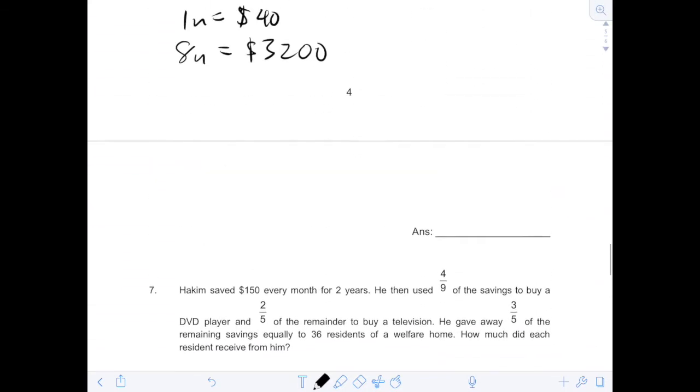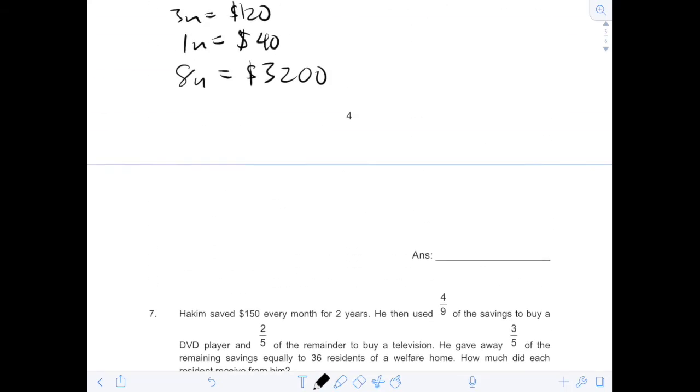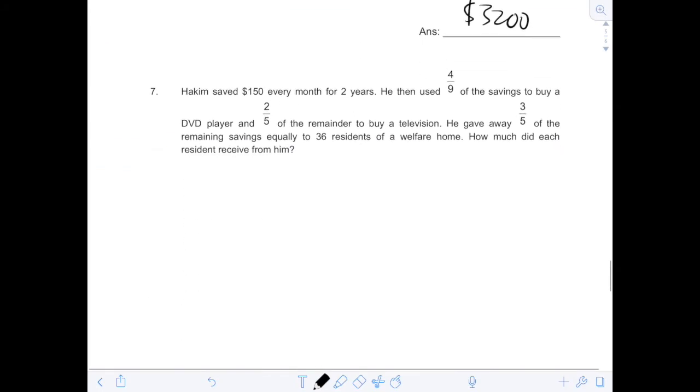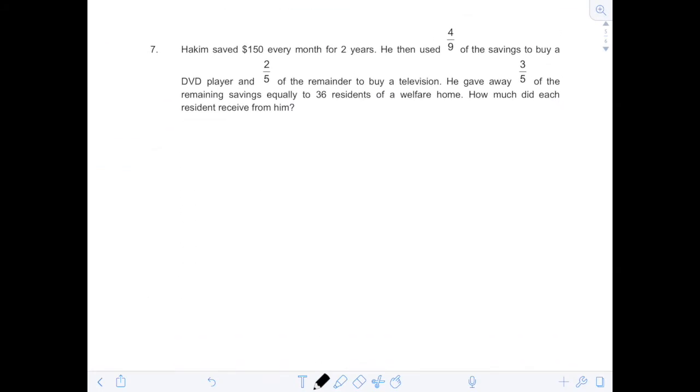Okay, let me just check what's the total number of questions. Okay, 7, so just the last question to go. Hakim saved $150 every month for 2 years. He then used 4/9 of the savings to buy a DVD player and 2/5 of the remaining to buy a television. He gave away 3/5 of the remaining savings, equally to 36 residents of a welfare home. How much did each resident receive from him?